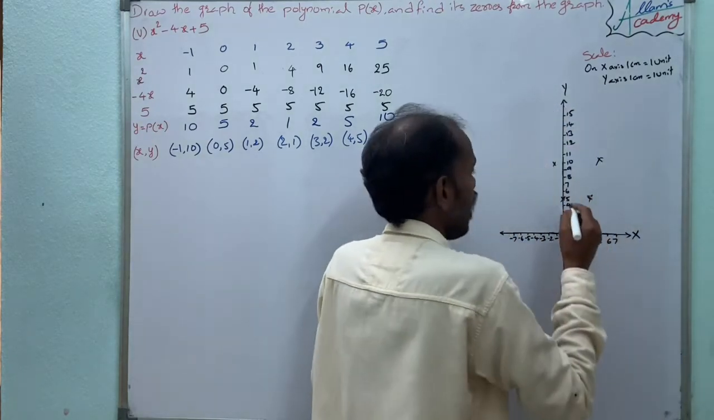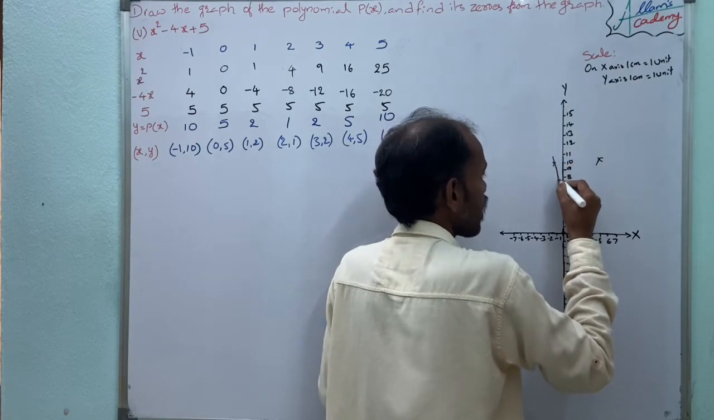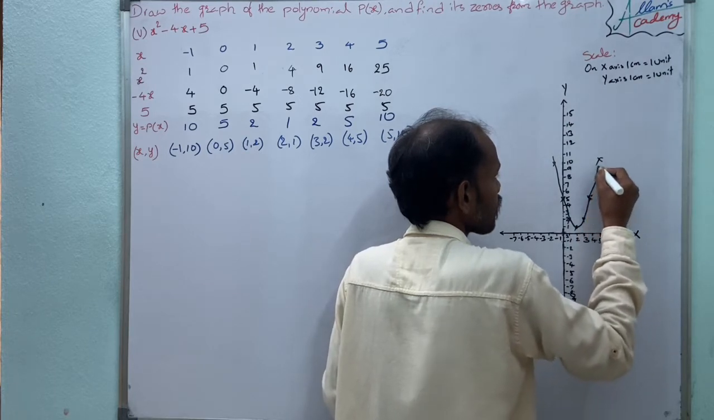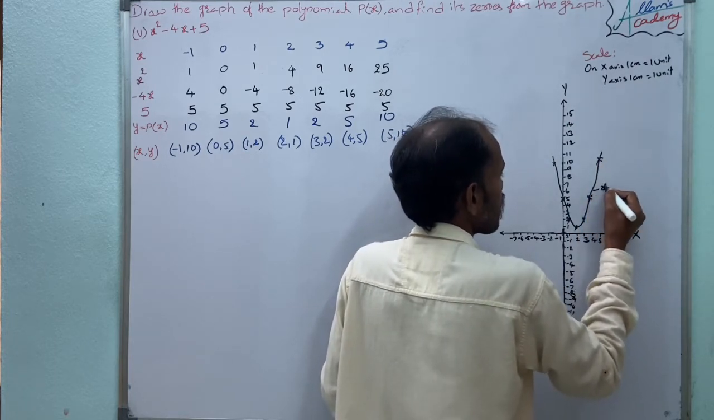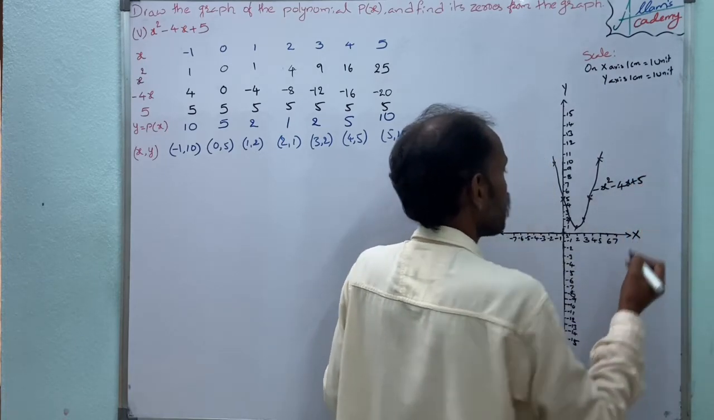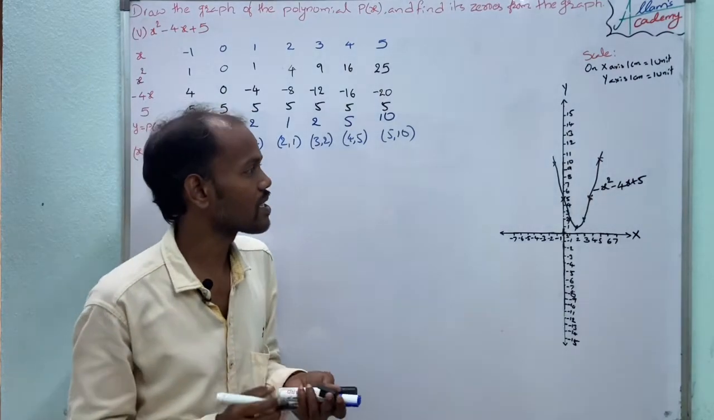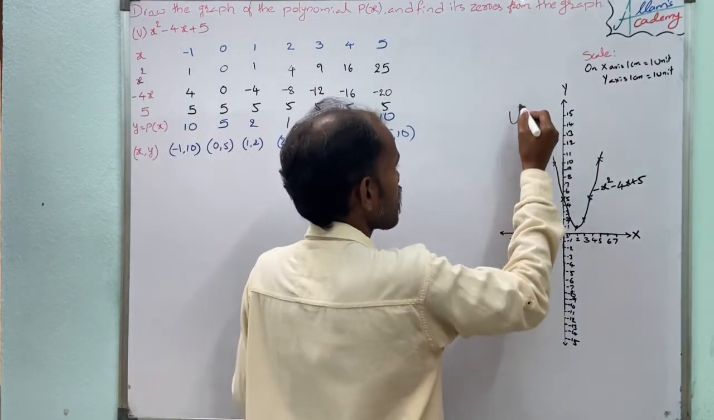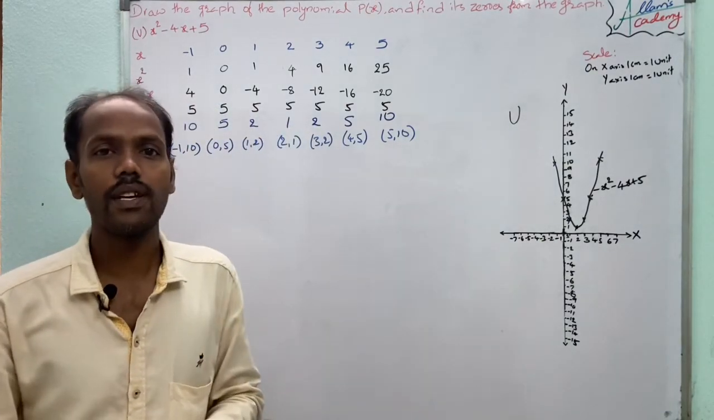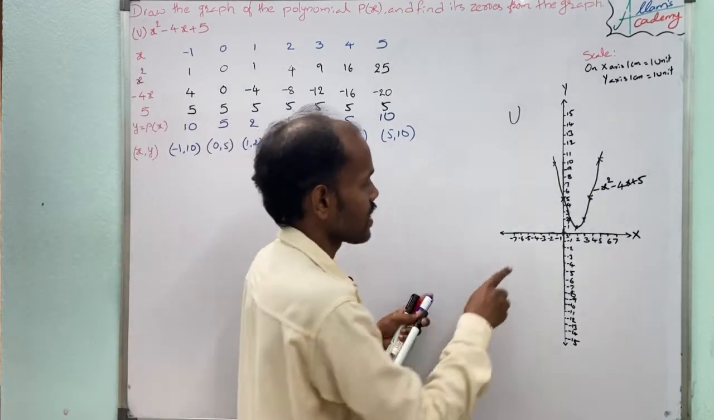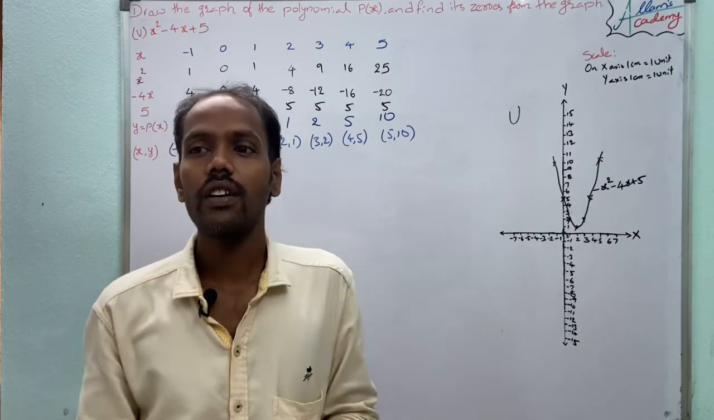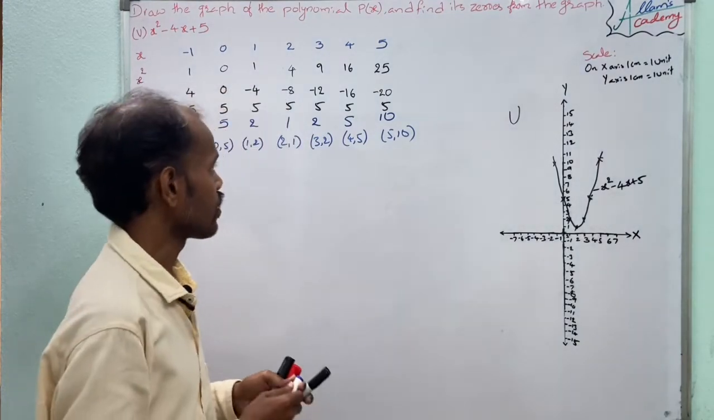So if all the points are joined, it is the x square minus 4x plus 5 graph. Now if we observe, it also came in parabola shape only. Now the graph touched the x axis at which place? It does not touch the x axis at any coordinate. So now it has no zeros.